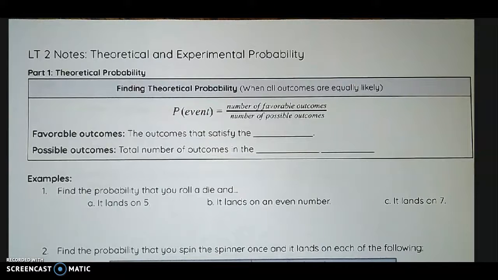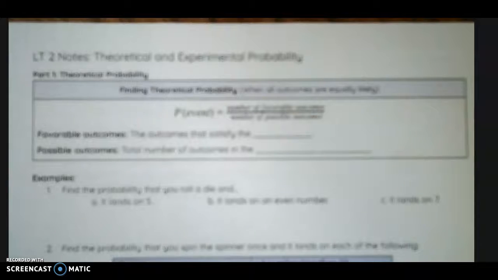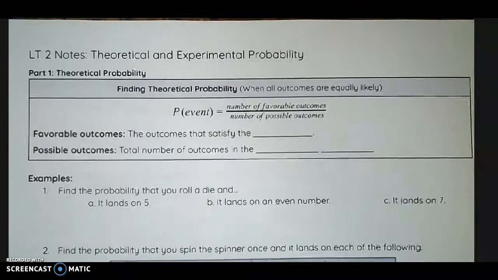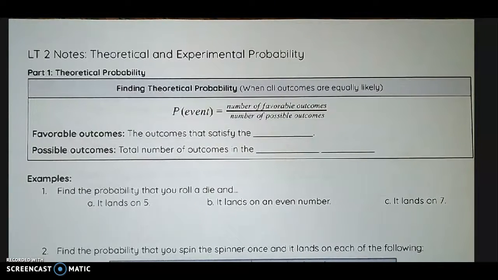Good morning. Today we're going to be talking about theoretical and experimental probability. The first one we're going to take a look at is theoretical probability, and that is when we're looking at what could possibly happen. Not what did happen, but what could possibly happen. And we can do this when all the outcomes are equally likely. In other words, there's nothing that is skewing it, nothing that's been given an advantage in some way.